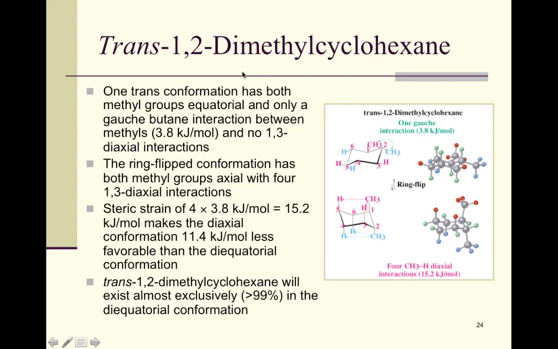Taking a look at trans 1,2-dimethyl cyclohexane. So when you make your model, you need to go ahead and take one of your CH3s and put it on the other side of the ring. It's still a 1,2-dimethyl cyclohexane. Let's take a look at this. One trans conformation has both methyl groups equatorial and only a gauche butane interaction between the methyls. That's a cost of 3.8 kilojoules per mole, just the gauche.